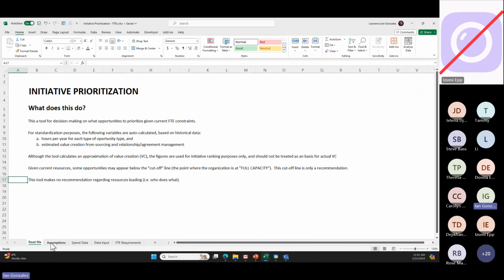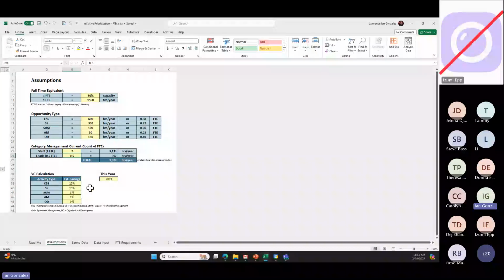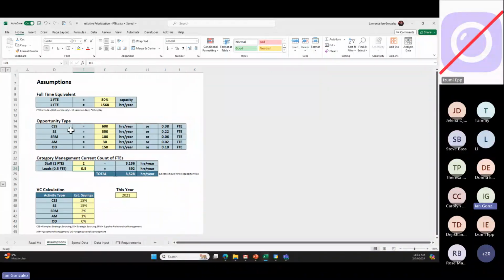Okay, so first step, assumptions. This will look like that FTE calculator I showed a while ago. So you define what capacity 1 FTE will be. By default, it's 80% because, again, everyone does not really work 8 hours a day. There's some time they're checking Facebook or something, or vacation, right?